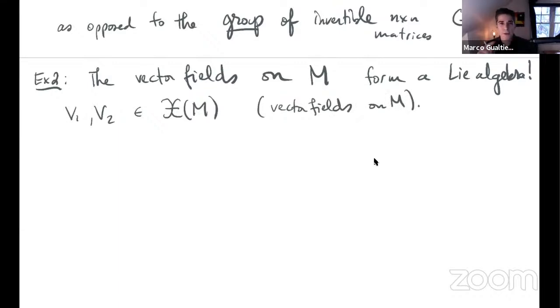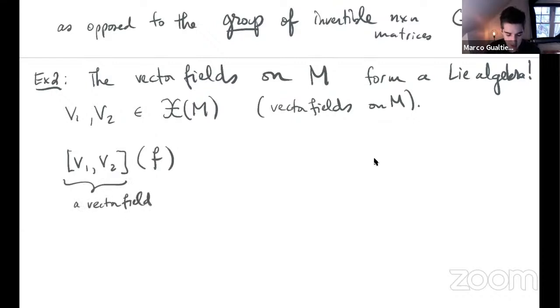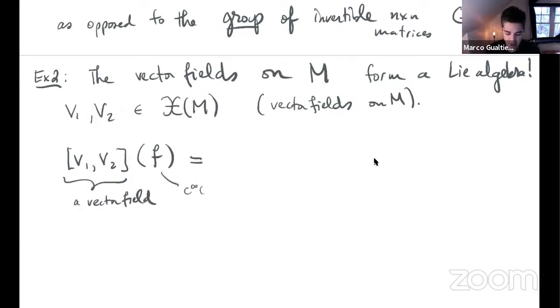Okay, then remember that these vector fields, they are derivations. They act on functions by differentiation. So if we want to define the Lie bracket of two vector fields, one way to do it would be to explain how it acts on another function. So this is now going to be a vector field. And I'm going to define it by its action on functions. How does it act on the function f, in C infinity of M, R? It acts by first acting by V1, or sorry, first act by V2, and then act by V1 on the resulting derivative, and then skew symmetrize this.